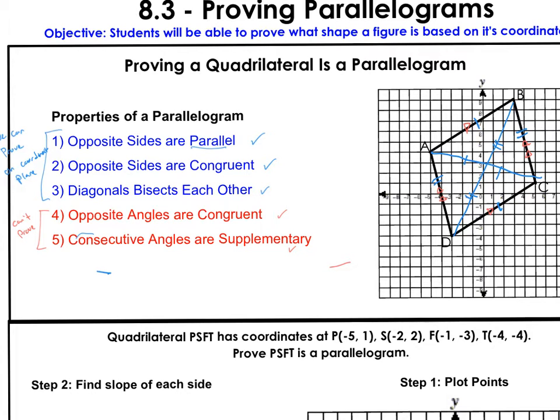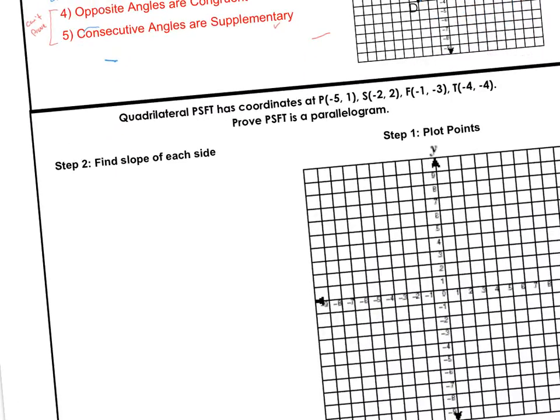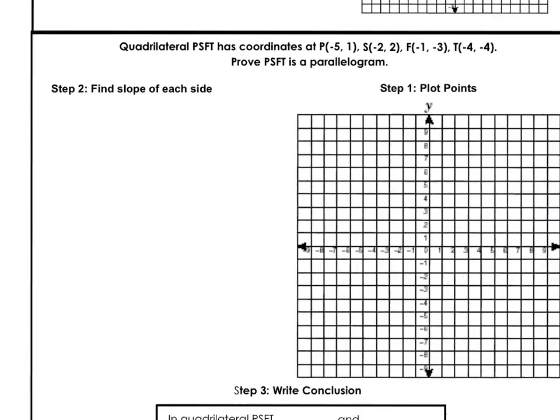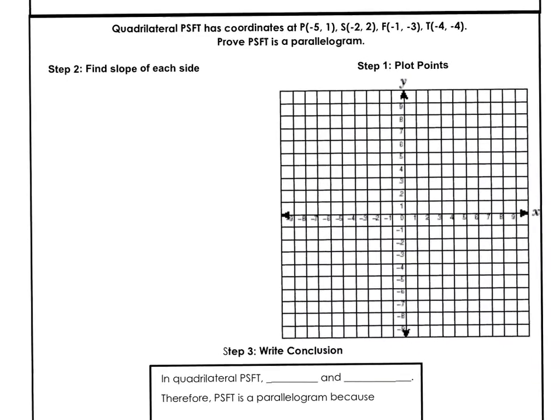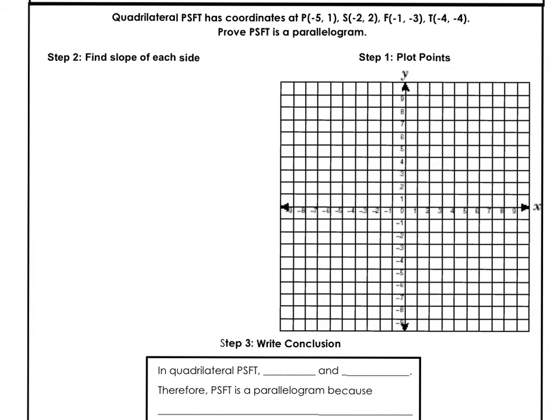Now, in this lesson, I'm actually only going to show you one of these methods, but you can use any of these 3 to do the proof. We're going to talk more about that in class, but let me just show you how to do one proof on a coordinate plane, okay? So here's an example of a question, okay? In this question, it says quadrilateral PSFT has these coordinates, as you see here. We want to prove that PSFT is a parallelogram.